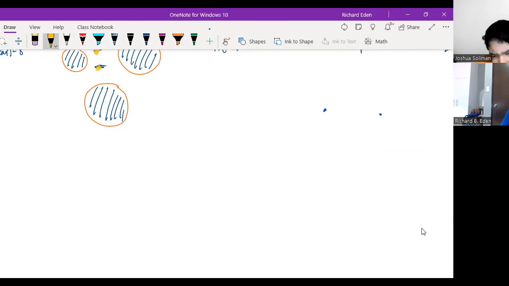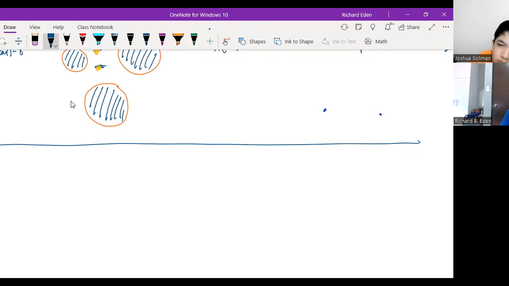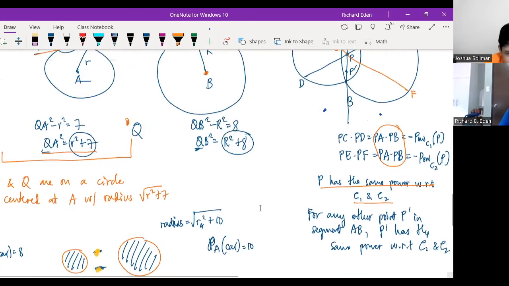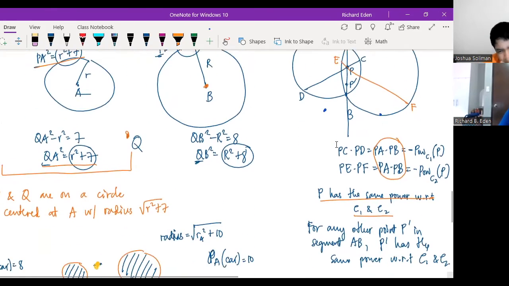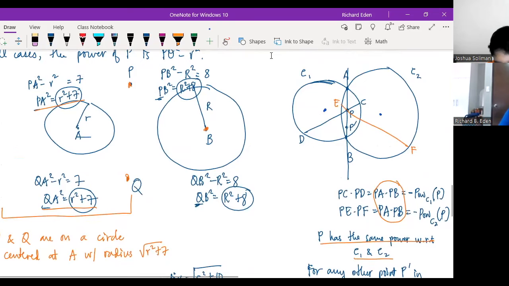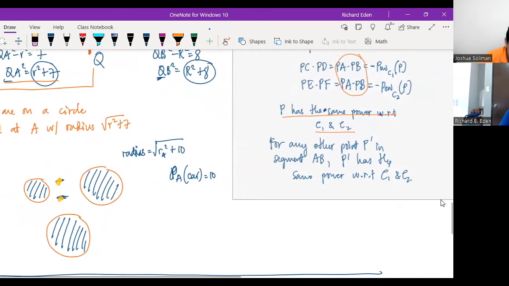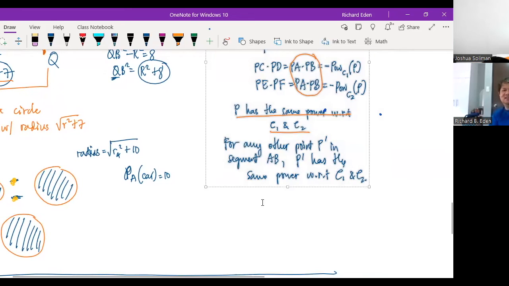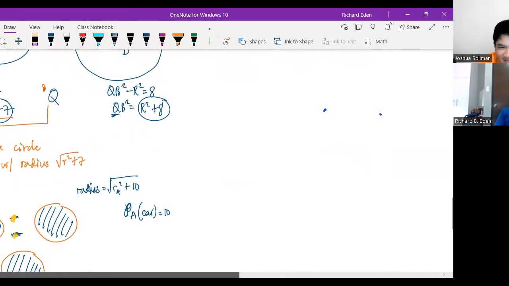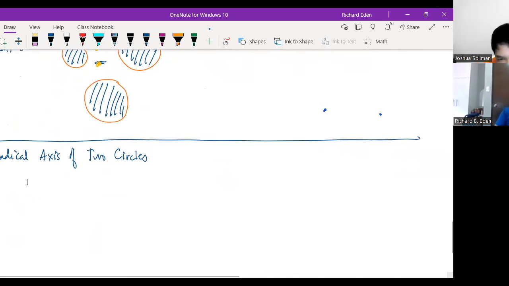So that's with regards to the power of a point. Okay. I wanted to talk briefly about the so-called radical axis of two circles. I, in fact, already touched upon it. So dito sa illustration na to. In fact, let me copy this. Alright. So the radical axis of two circles.